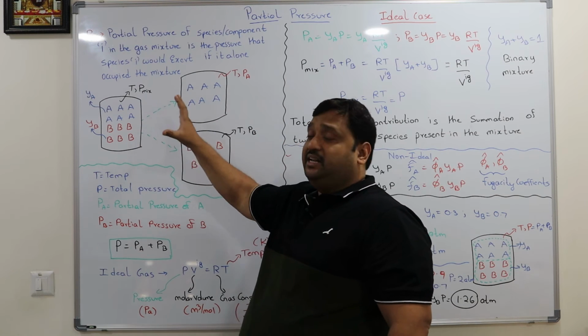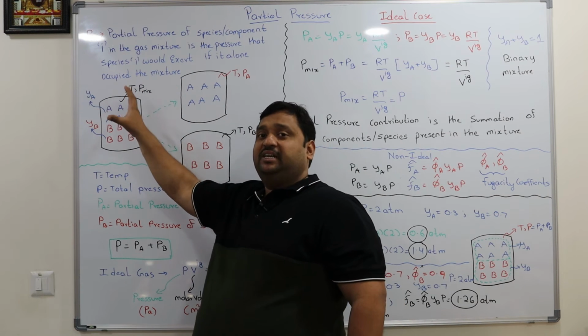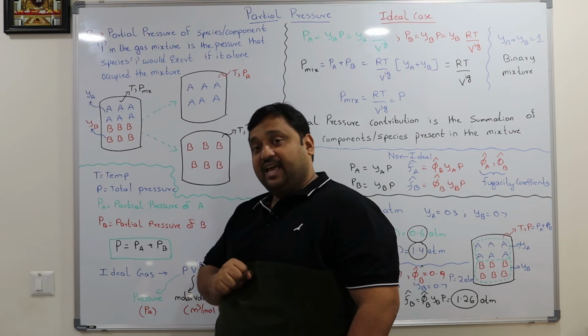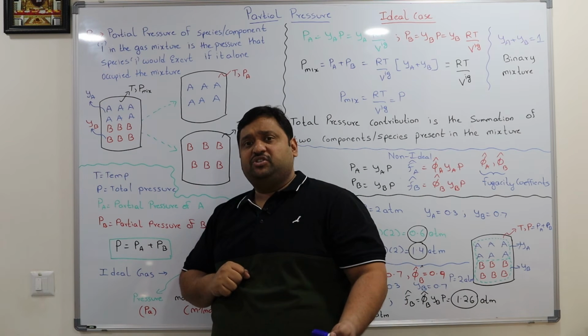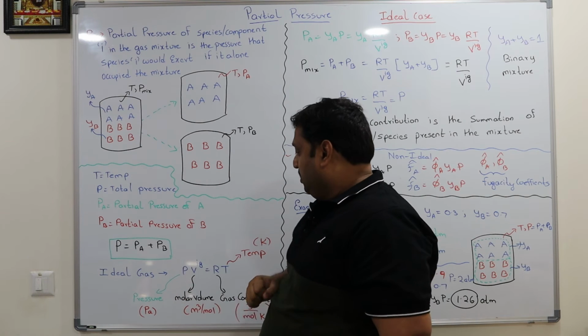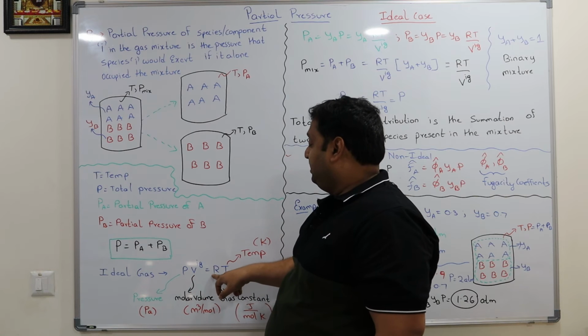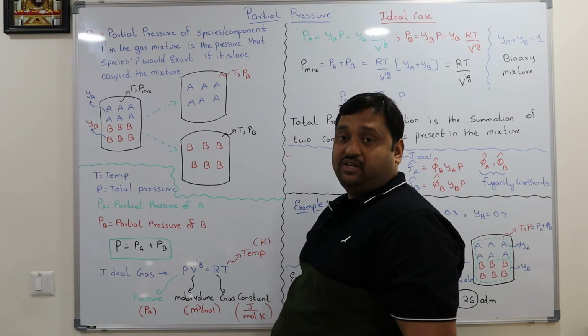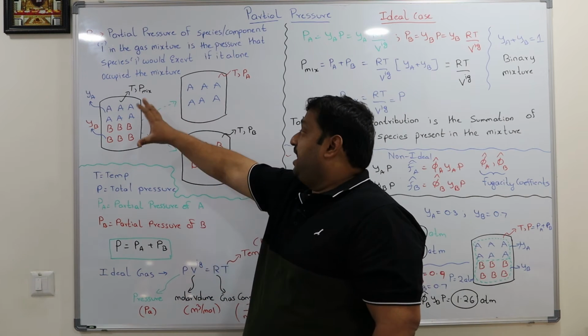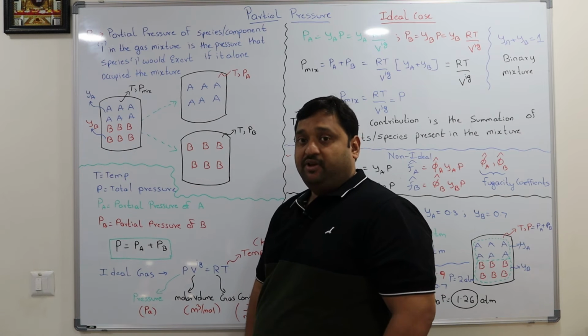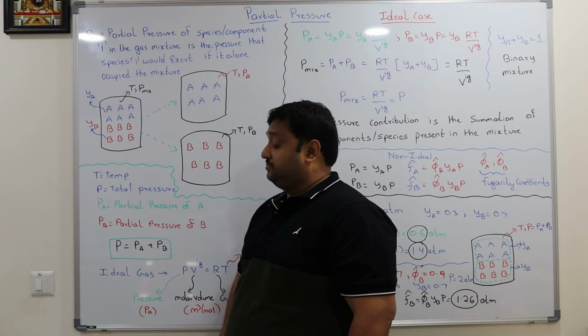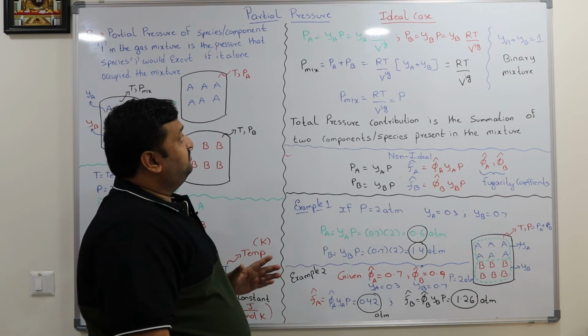Let us assume that whatever gas is present in this container is an ideal gas. An ideal gas mixture follows the ideal gas law. So PV equals RT, where P is the pressure, V is the molar volume, R is the universal gas constant, and T is the temperature. That means every ideal gas has to follow this rule. Let us expand.